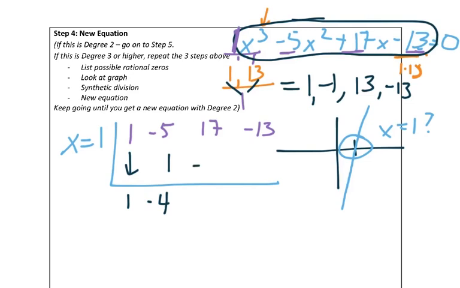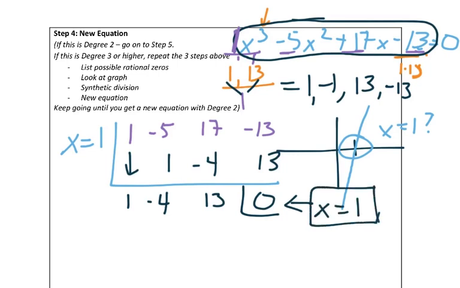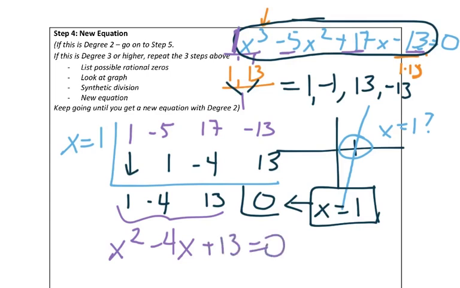Negative 4 times 1 is negative 4. 17 plus a negative 4 is positive 13. 13 times 1 is 13. And negative 13 plus 13 is 0. So because this is a 0, it tells us that we have another answer of x equals 1. And this also now gives us a new problem: x squared minus 4x plus 13 equals 0.